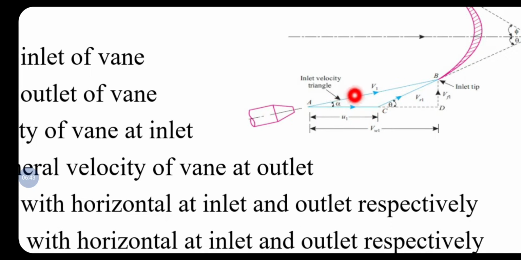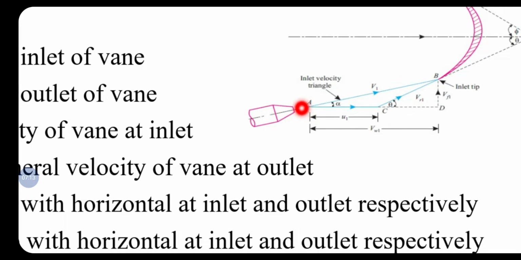So by the law of triangle of forces, on the addition of u1 and vr1, we will have v1 here. Or in other terms, we can say that vr1 will be equal to v1 minus u1, by the law of triangle of forces.